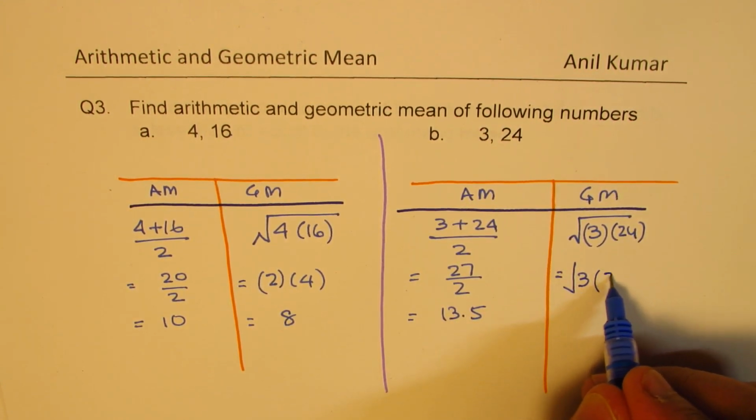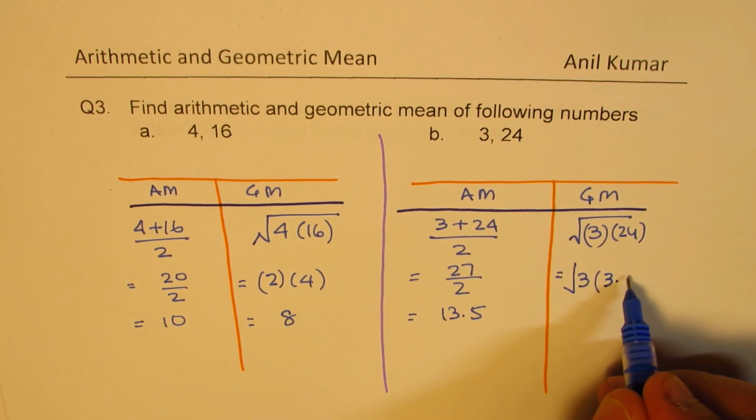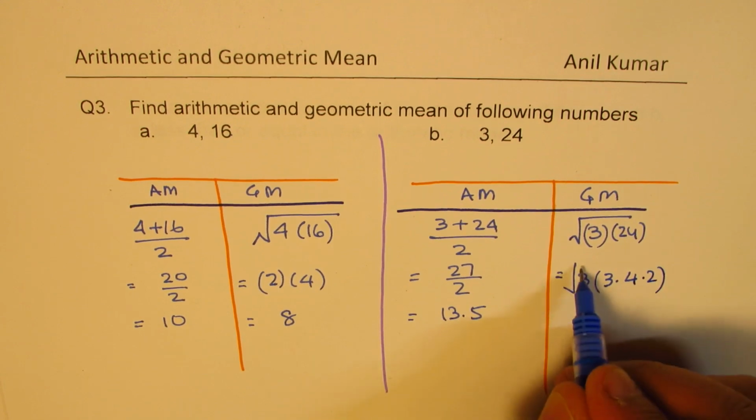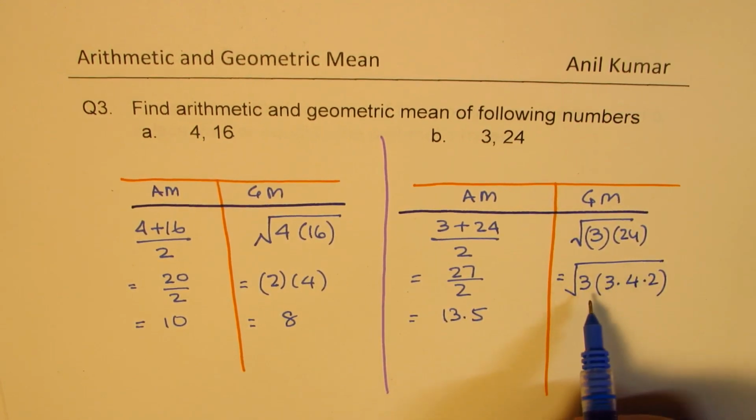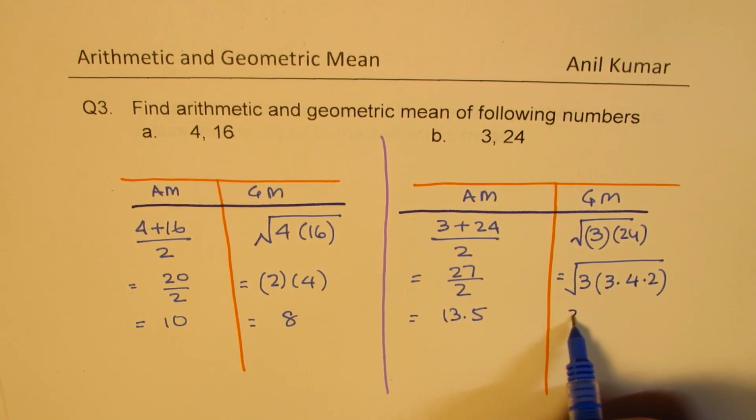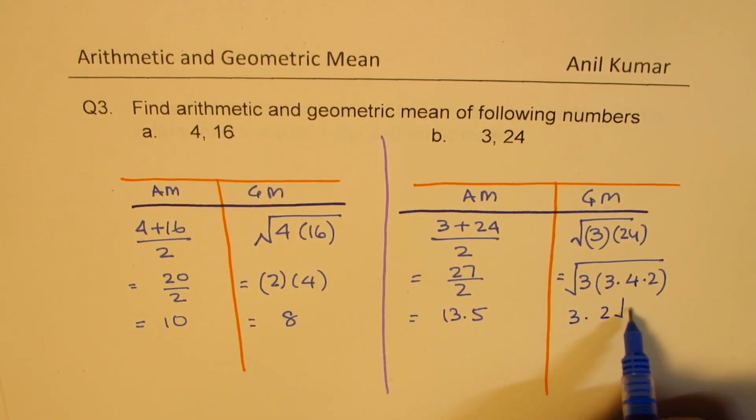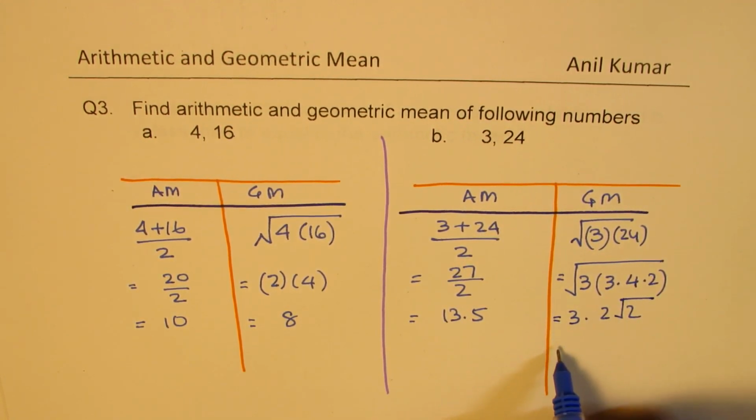24 could be written as 3 times 8, which is what? 4 times 2, right? So 4 times 2, correct. Now this way, if you write it, it becomes easy to do the square root. Square root of 3 times 3 is 3, and of 4 is 2. We get this as our answer. So we get 6 square root 2 as the geometric mean, correct?